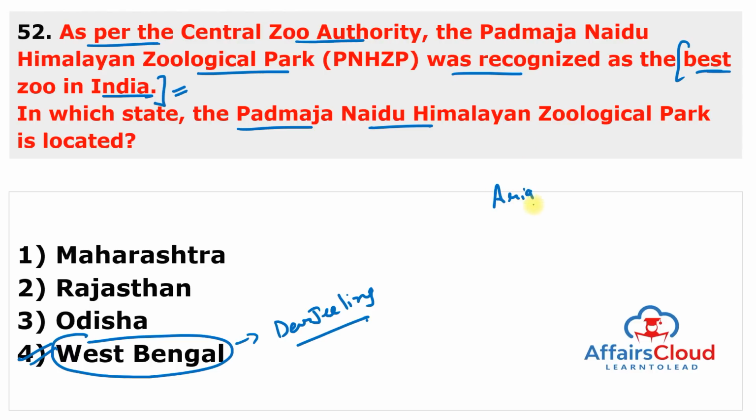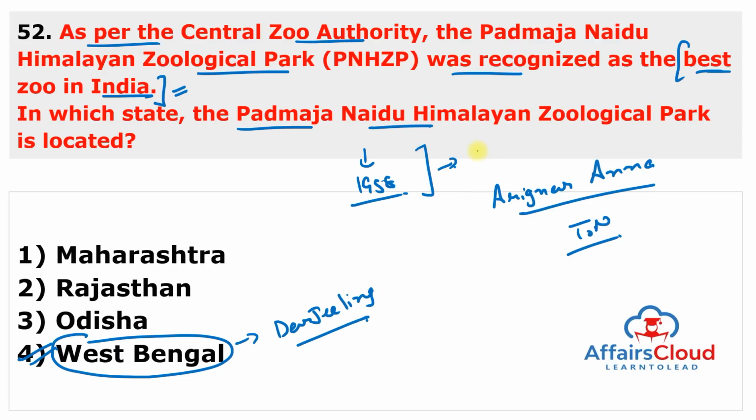And second rank goes to Arignar Anna Zoological Park, which is situated in Chennai, Tamil Nadu. This is important. And this Padmaja Naidu Zoological Park was established in the year of 1958 and it is internationally recognized for its breeding and conservation programs for endangered animal species of the eastern Himalayas. And red panda, this is important again. Red panda is one of the main attractions of the Padmaja Naidu Himalayan Zoological Park besides other animals such as Himalayan black bear, snow leopard, goral and the Himalayan thar.